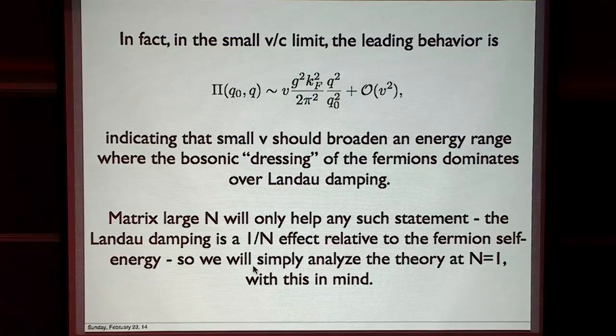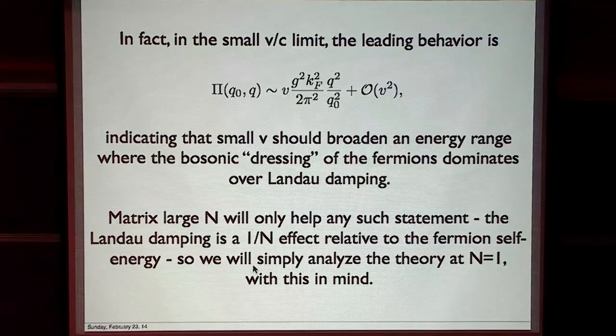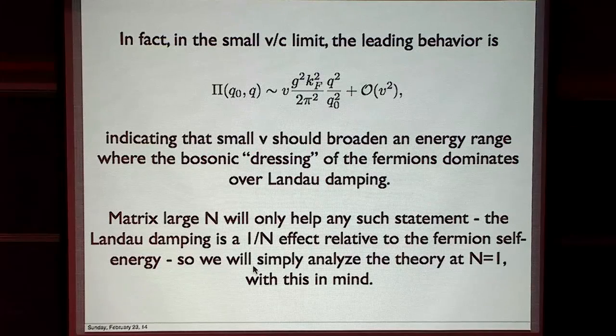In fact, you can show analytically that in the small V over C limit, the leading behavior of the self-energy for the bosons is proportional to V, with a ratio of energies to momenta that you normally take as fixed in some limit. So it vanishes as V goes to 0. That indicates that if there's some scale of breakdown where non-local terms seem to be modifying our analysis, small V should broaden the energy range where we can tell you what really happens reliably. Okay, that is, the bosonic dressing of the fermions should dominate over Landau damping at small V. Now, matrix large N would only help any such statement. The Landau damping is then a 1 over N effect. So I'll just analyze the N equals 1 theory.